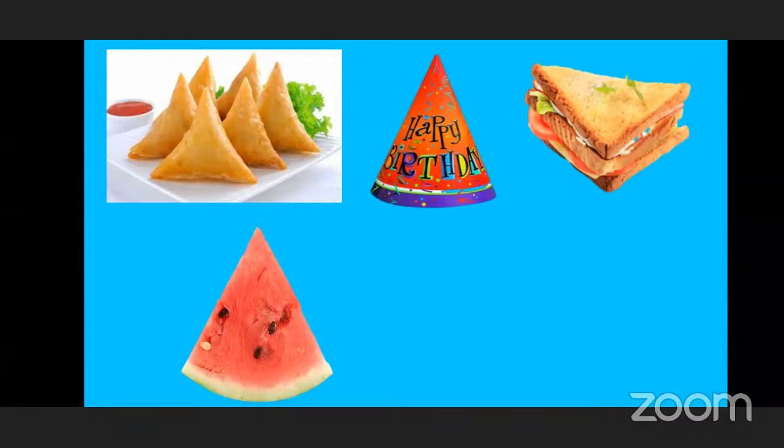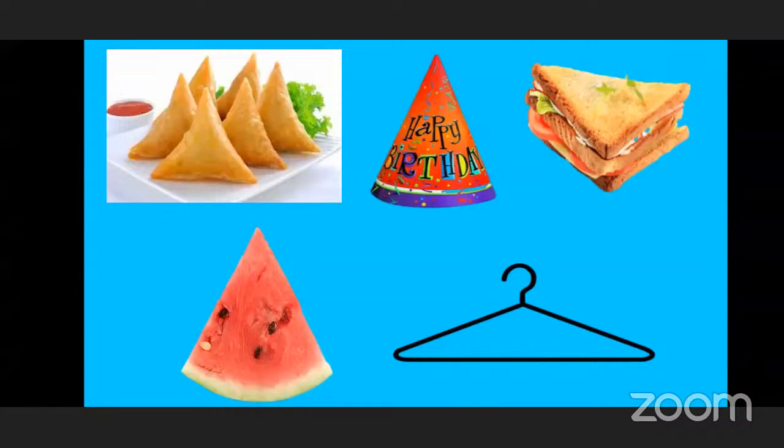And here, what is this picture of? Watermelon. Yes, it's a slice of watermelon, a healthy fruit. And see what it is? Hanger. It's a hanger. So children, you people are familiar with all these things which I have shown you on the screen.